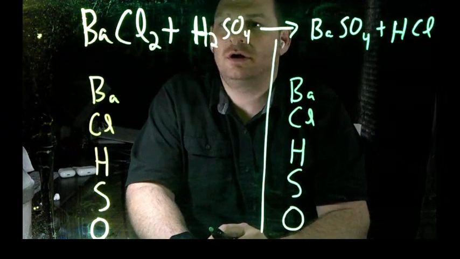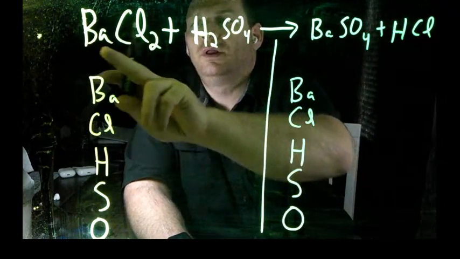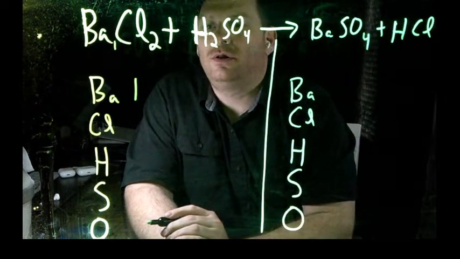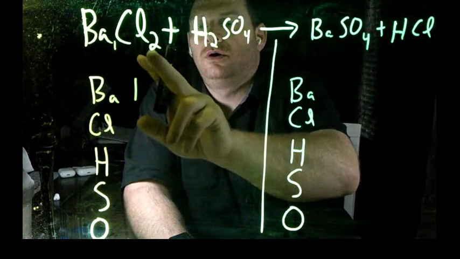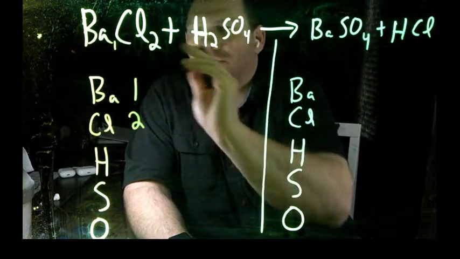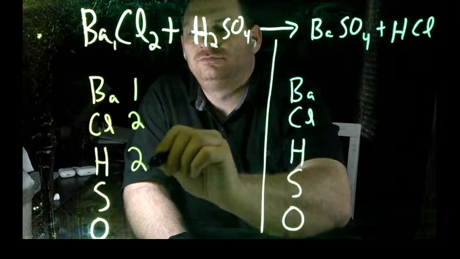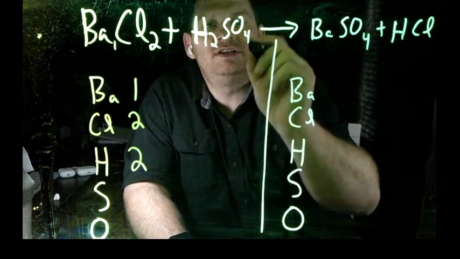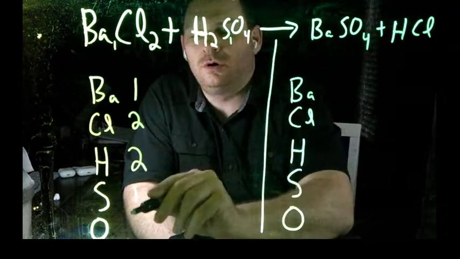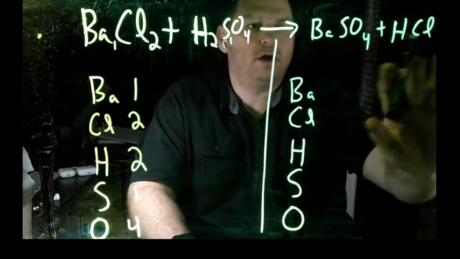All right, well, let's get started. Do we have any coefficients here? We do not. All right, so let's start off with Ba. We don't have a number, so put imaginary 1. So we have one of those. What about Cl? We have a little subscript of 2. So we have 2 right there. No coefficient, so we're good. Hydrogen, we have 2 of those. Sulfur, we don't have a number there, just put imaginary 1. Our oxygen is 4. Right, that's pretty simple. Let's go to the right-hand side, to our products.